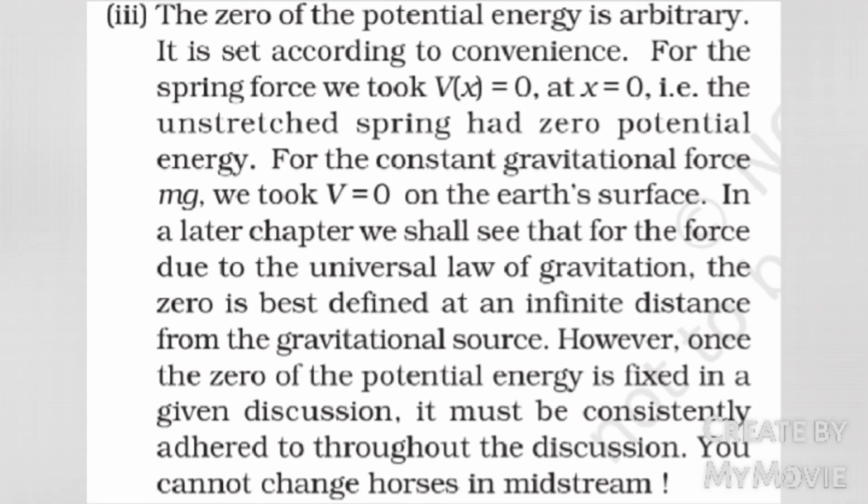3. The zero of the potential energy is arbitrary. It is set according to convenience. For the spring force, we took V of x equals 0 at x equals 0, that is, the unstretched spring has zero potential energy. For the constant gravitational force mg, we took V equals 0 on the Earth's surface. In a later chapter, we shall see that for the force due to the universal law of gravitation, the zero is best defined at an infinite distance from the gravitational source. However, once the zero of the potential energy is fixed in a given discussion, it must be consistently adhered to throughout the discussion. You cannot change horses in midstream.